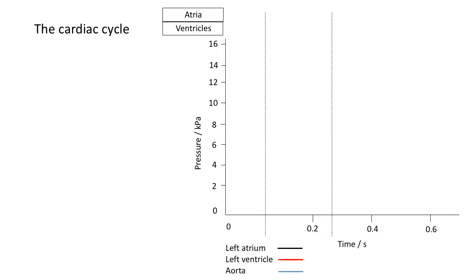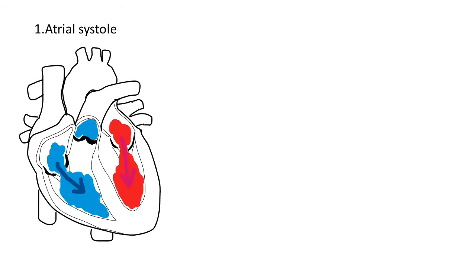But before we begin, what you should do is draw this graph. So what you'll do is draw the pressure lines as we go along. So pause and draw that graph, and then we'll go through the explanation. Okay, so we'll start with atrial systole.